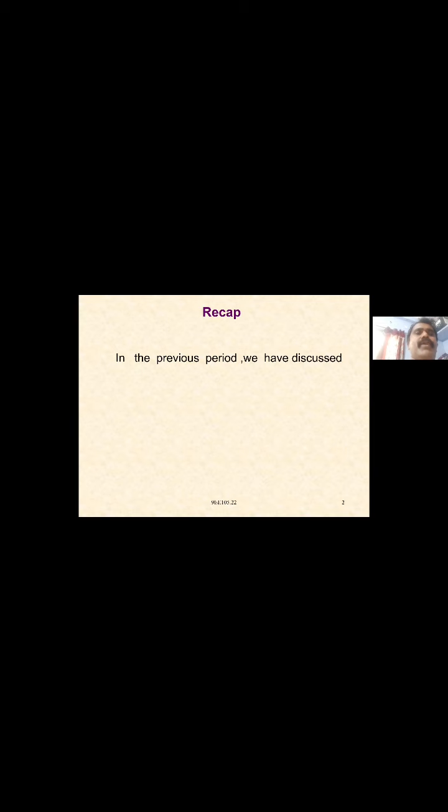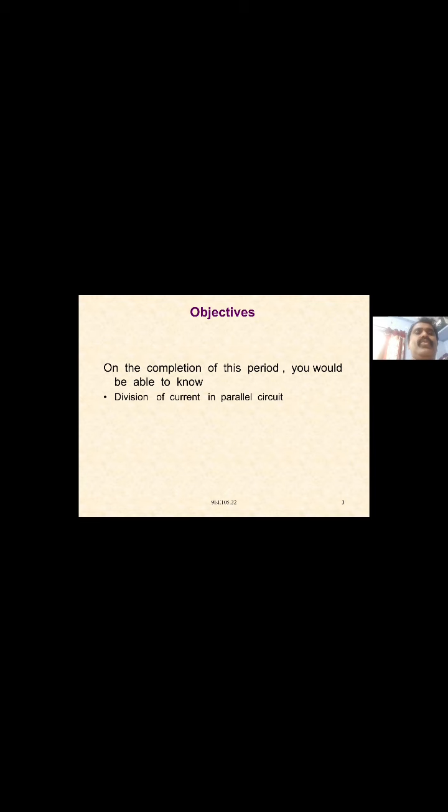In the previous period we discussed problems on series and parallel combination circuits. On completion of this period you will be able to know the division of the current in a parallel circuit.